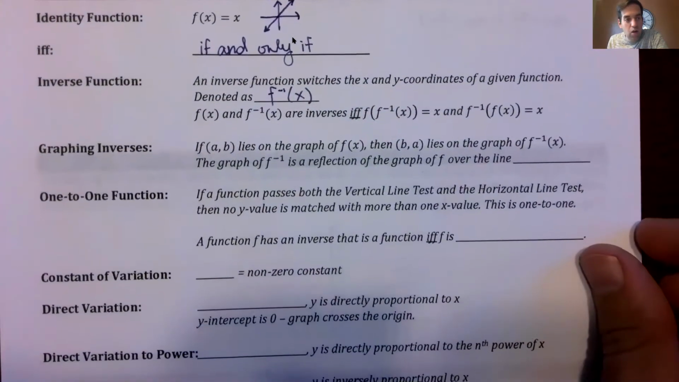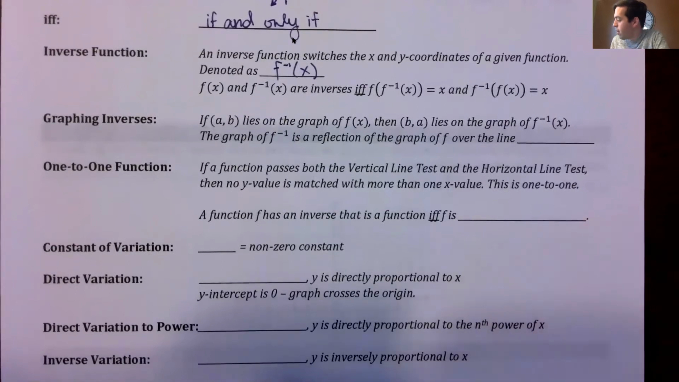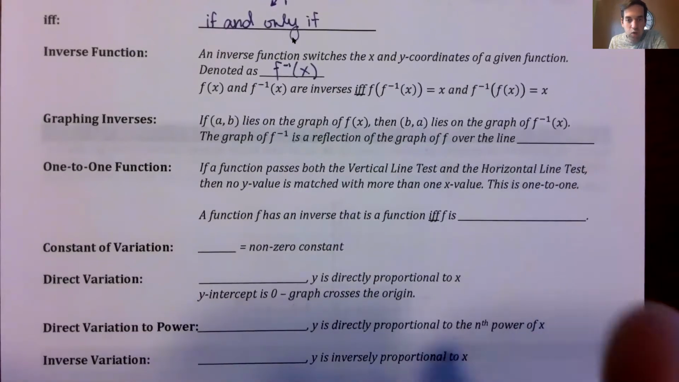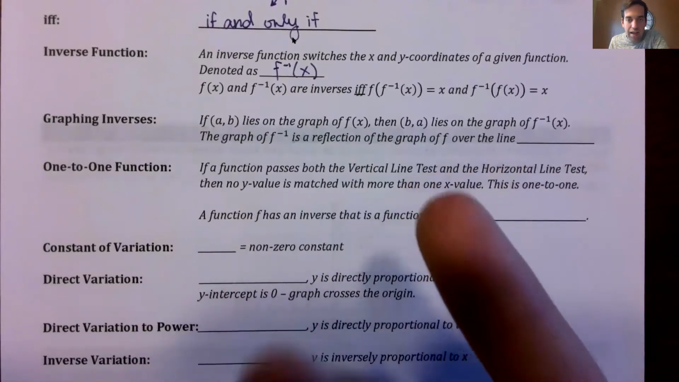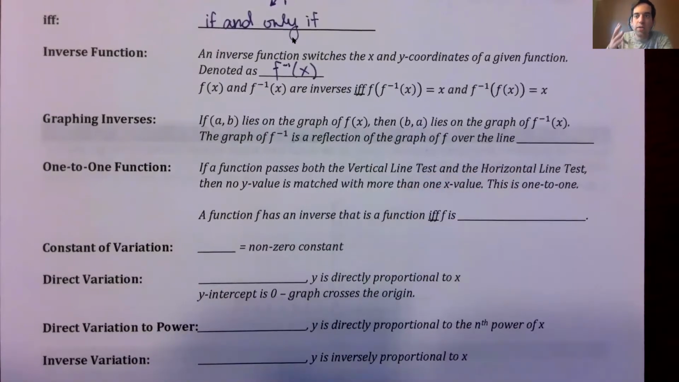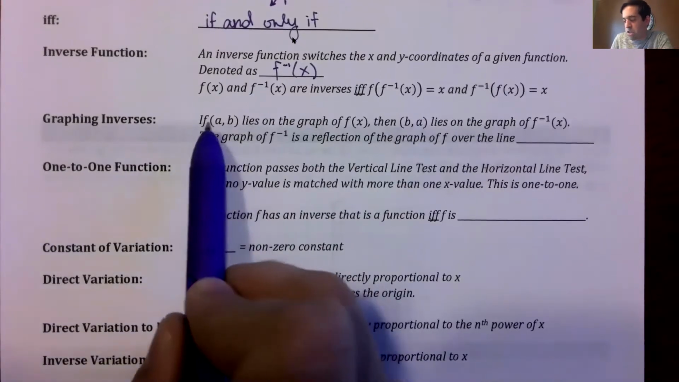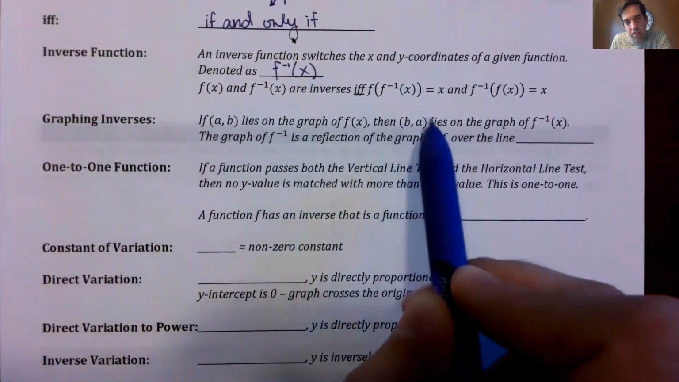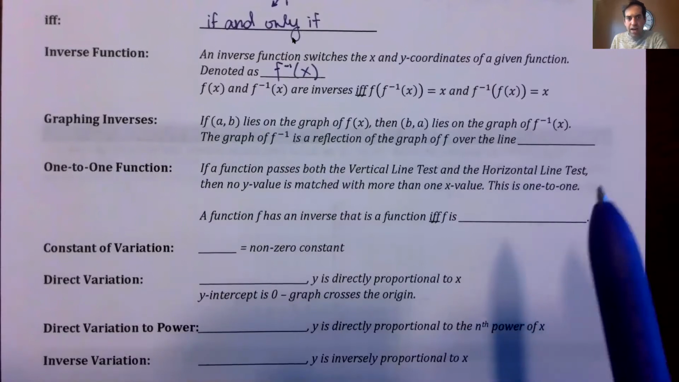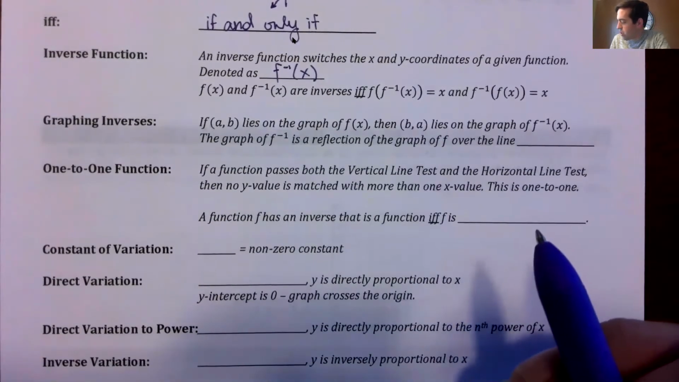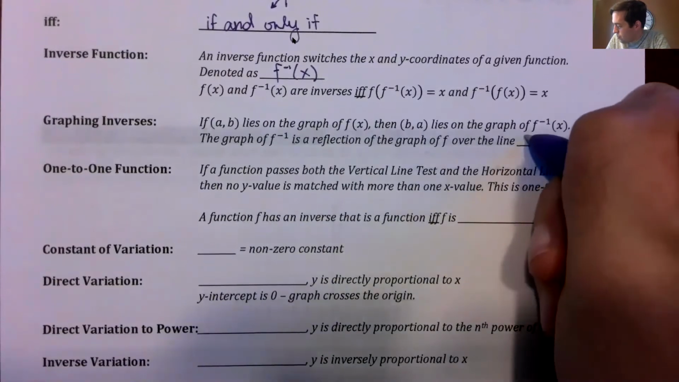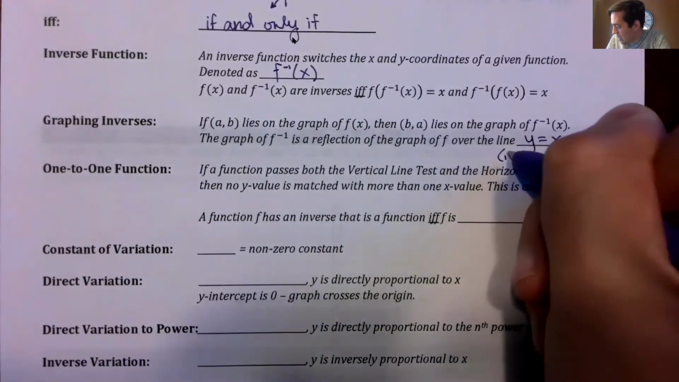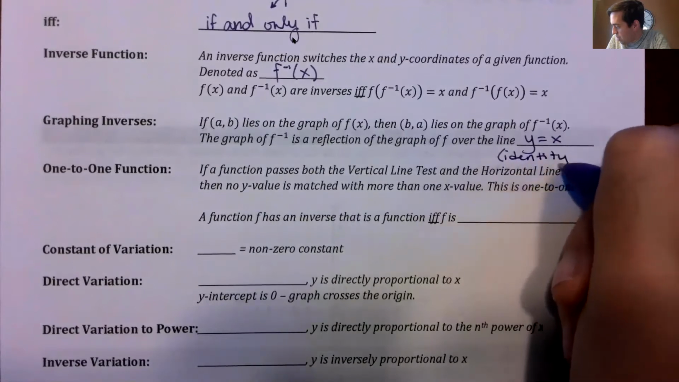When we graph inverses, if a comma b lies on the graph of f of x, then b comma a lies on the graph of the inverse. So the coordinates switch. So x, y switches to y, x. And that's different from the symmetry that we were talking about before. That always changed the sign of a, b, or both. This actually switches the coordinates, switches the x's with the y's. And the graph of the inverse is a reflection of the graph of f over the line y equals x, which is that identity function that we were just talking about at the beginning up here.